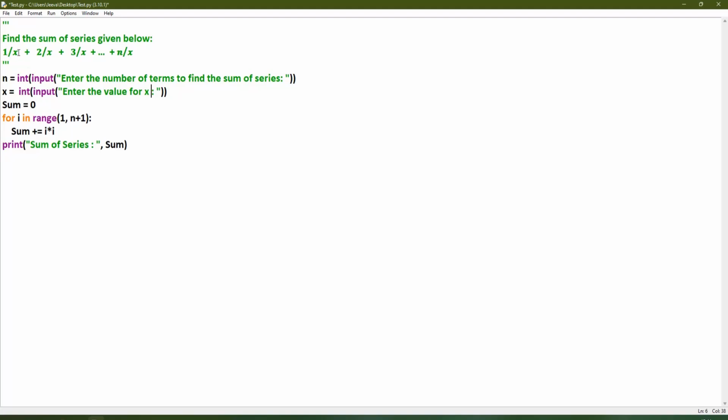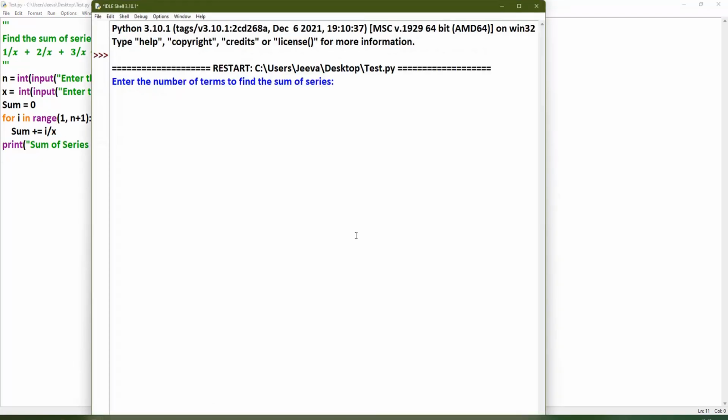See, 1 by x, 2 by x, 3 by x. So in the numerator it is nothing but I. In the denominator that is x. So we just divide by x. It is so simple to understand. Let us run this. Let us give an easy number to calculate manually and check it.